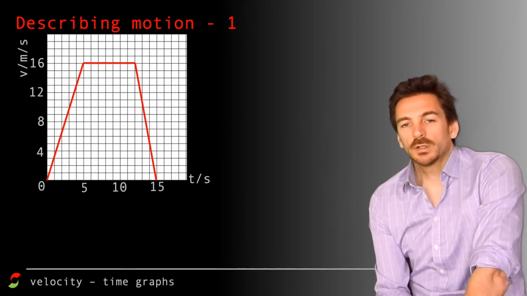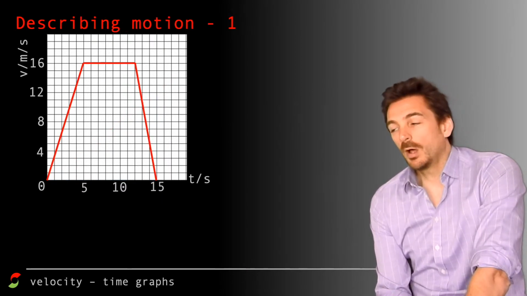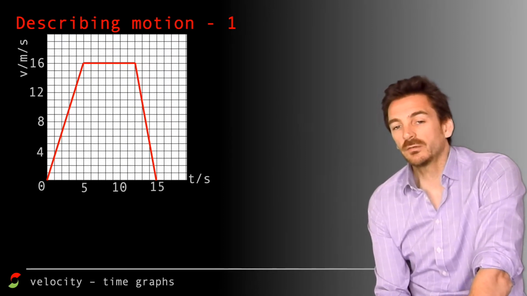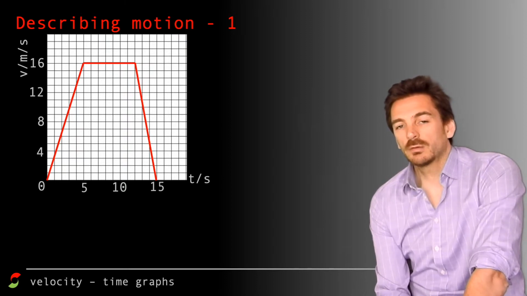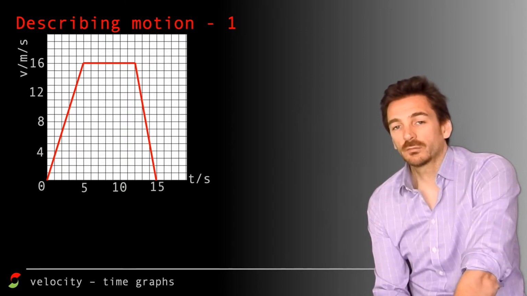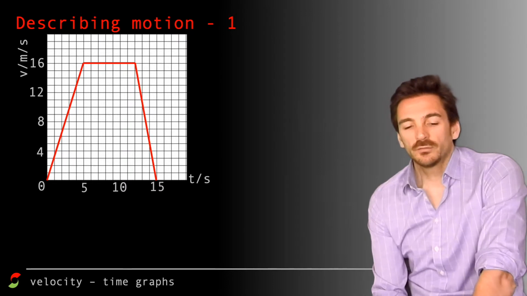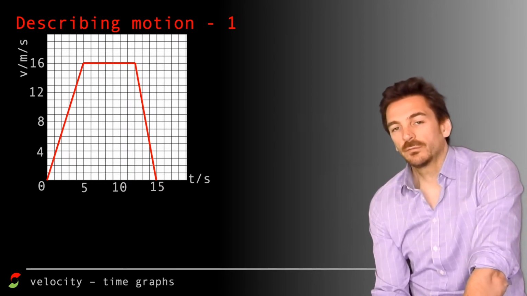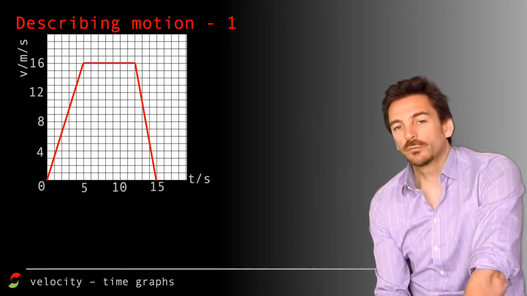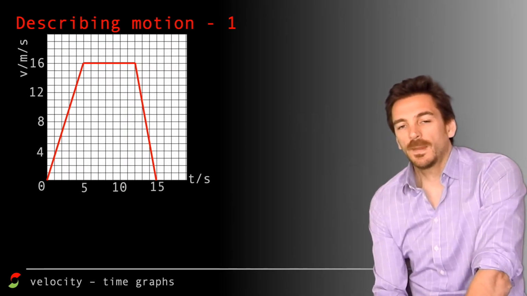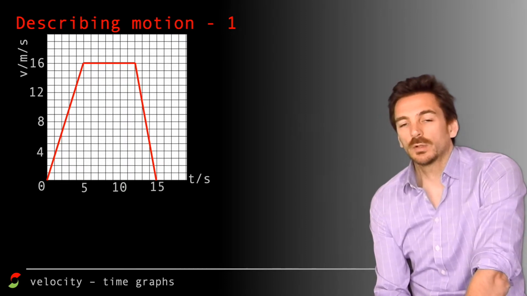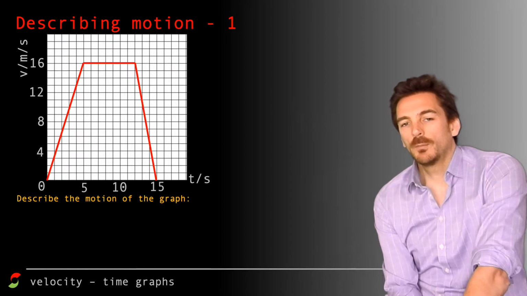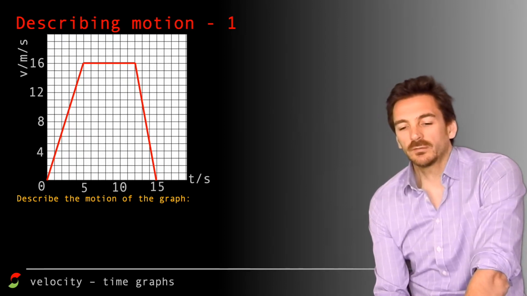So let's have a look at describing the motion of a very common shape graph here at GCSE and IGCSE. The best thing to do here is to break it down into 3 different sections rather than try to do it all in one go. The first section goes from 0 to 5 seconds, the second section from 5 to 12 seconds, and then we've got from 12 to 15 seconds. That makes it much easier for us to describe what's going on. So we're going to describe the motion of the whole graph, but break it into those 3 sections.